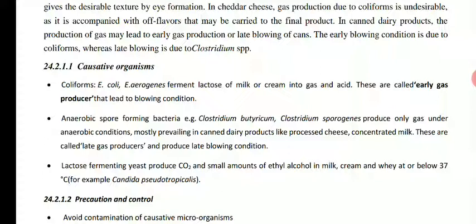Coli, then Escherichia aerogenes, which ferments lactose of milk or cream into gas and acid. So these are called early gas producers that lead to early blowing conditions. Then anaerobic spore forming bacteria, for example Clostridium butyricum and Clostridium sporogenes, produce only gas under anaerobic conditions and are mostly prevailing in canned dairy products like processed cheese and concentrated milk. These are called late gas producers and produce late blowing conditions.